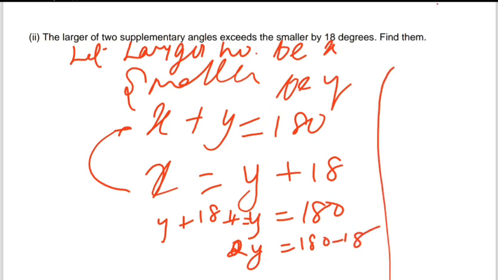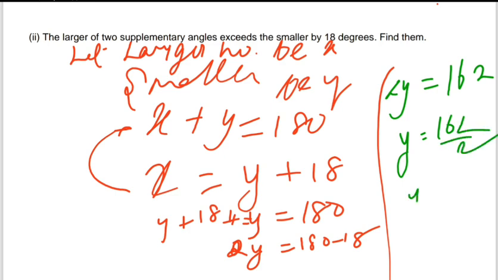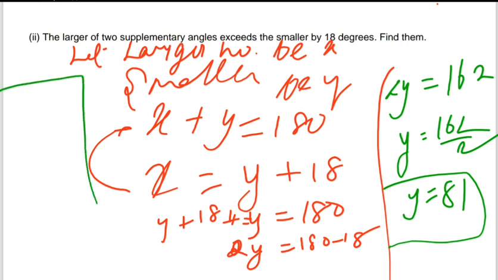So if we do the calculation, we will be getting 2y is equal to 162. So y is equal to 162 by 2, that is 81. y is equal to 81. Now finding the x value, x is equal to y plus 18, that is 81 plus 18, that will be equal to 99. So we have completed the second one. Let's go to the third one.